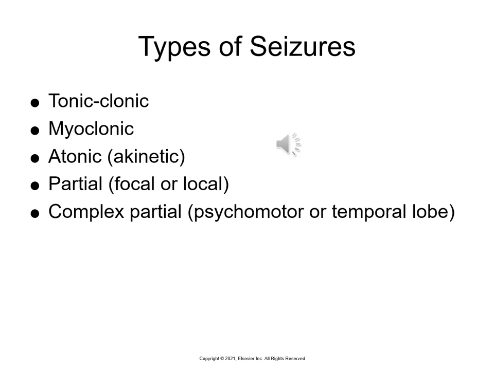This is then followed by the clonic phase. It's a rhythmic jerking of extremities. The patient or client may bite their tongue or have incontinence of bowel or bladder. Also will typically experience acute confusion, be lethargic, and fatigued up to 1 hour after the seizure.